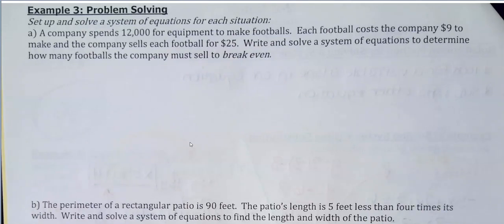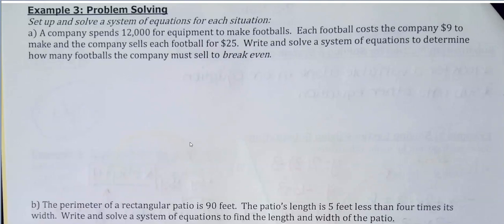So this first question says we've got a company that spends $12,000 on equipment and they're going to make footballs. And it says it costs the company $9 to make every one of those footballs, and then they're going to sell them to the public for $25. So it says write and solve a system of equations to determine how many footballs the company has to make to break even. Do you guys know, what does break even mean, like in terms of business?